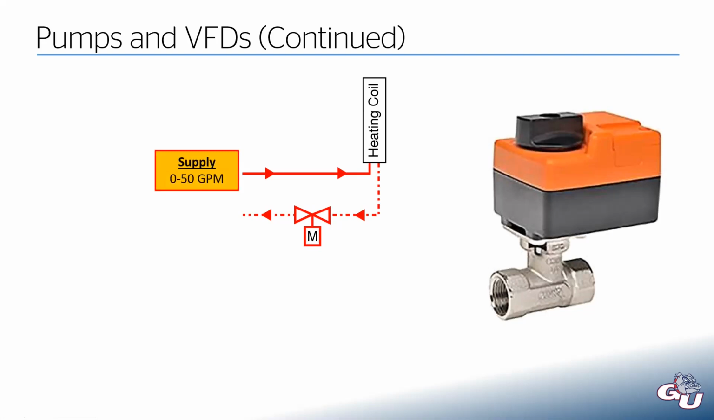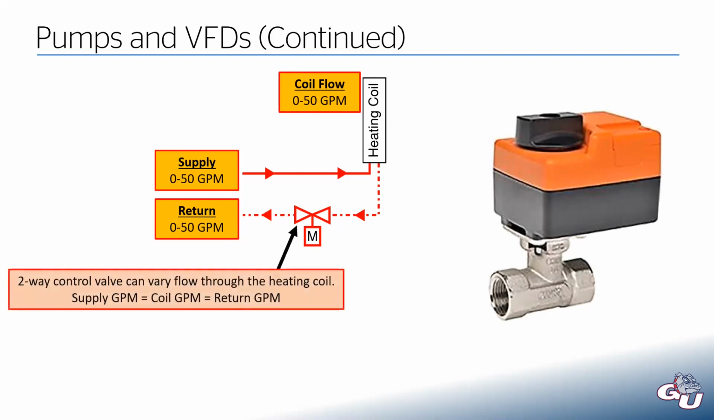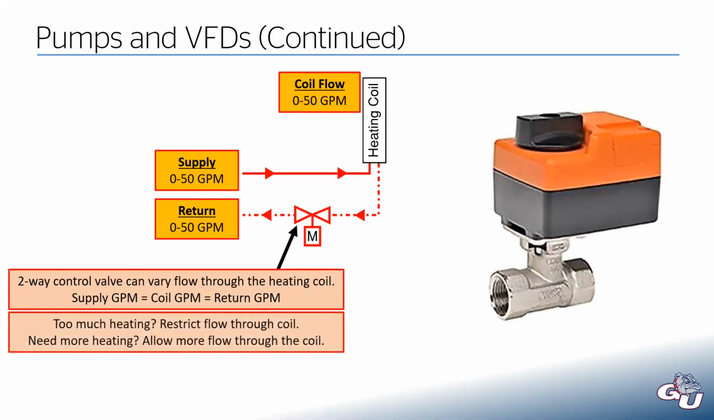So now our supply coming in, now that is a variable flow. In the previous example for three-way valves, that was 50 gallons per minute all the time. Now, our total supply is anywhere from 0 to 50, meaning our coil flow is 0 to 50, and our return is 0 to 50. So the two-way control valve can now vary the flow through the heating coil, but it's also varying the flow overall in the system.